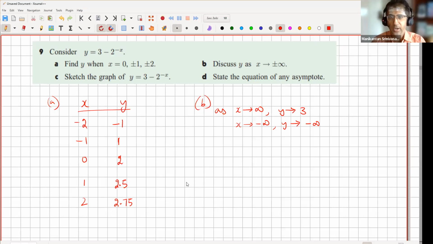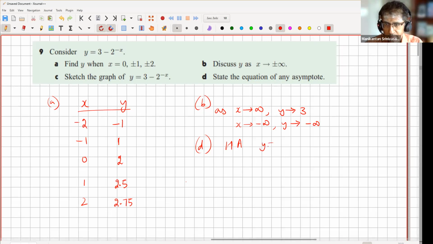For sketching, you have to find an asymptote anyway, or the equation of the asymptote. So for part D, it's easier, right? Part D is just the equation of the horizontal asymptote, which is y equal to 3. And that happens when x approaches positive infinity. So the graph is going to be a decreasing graph like this, or rather, it'll be this way. In fact, if you sketch the graph, you'll see it for yourself.